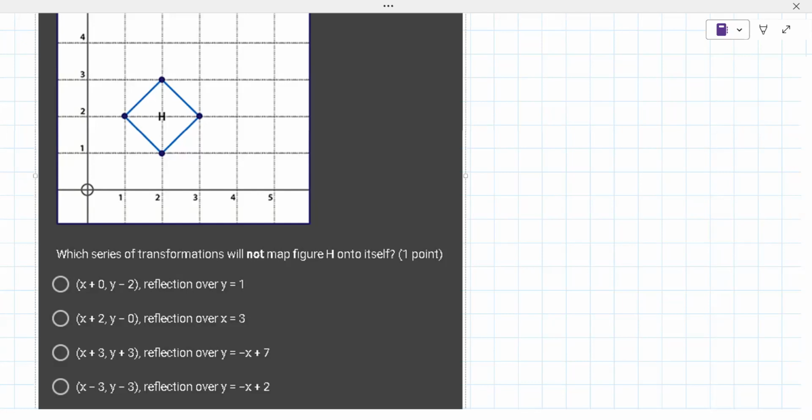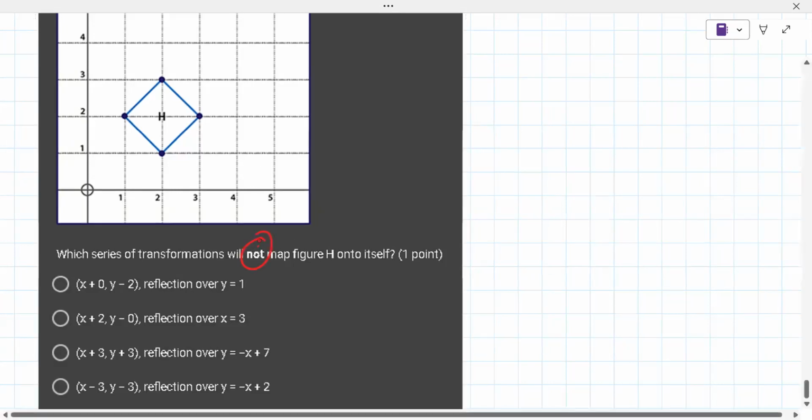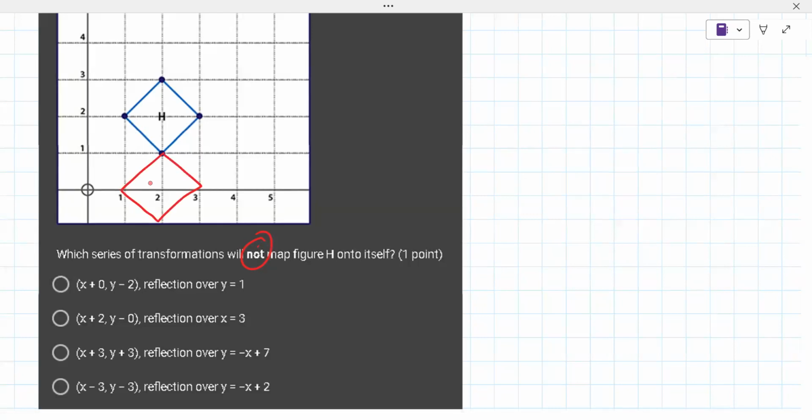All right. So what did you come up with here? I was deciding between the bottom two. So the thing here is that it's got to get back to itself. So the series of transformations that will not. Okay, so not means like most of them do. So if you go down two, so everything goes down two, and you reflect it over the line y equals one, you're going to get back to where you started. So that one's good.